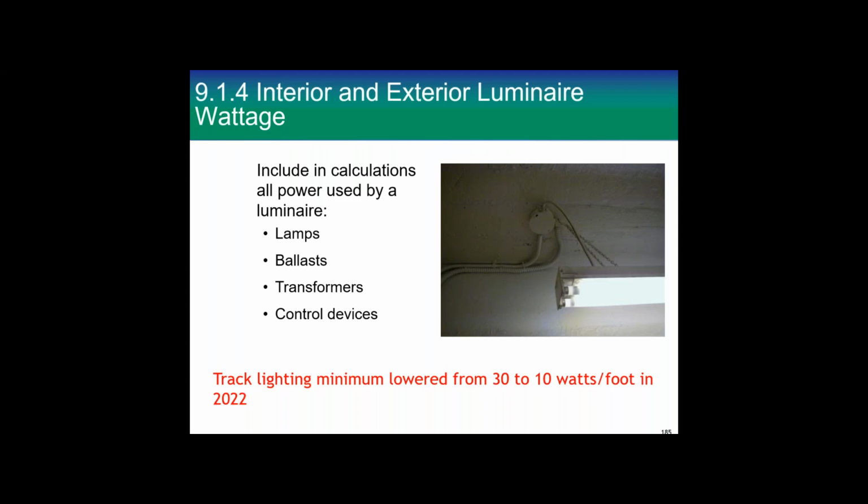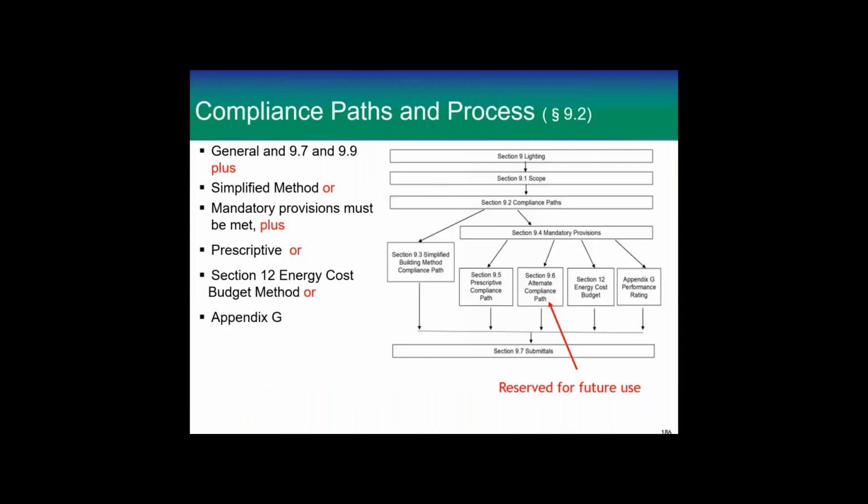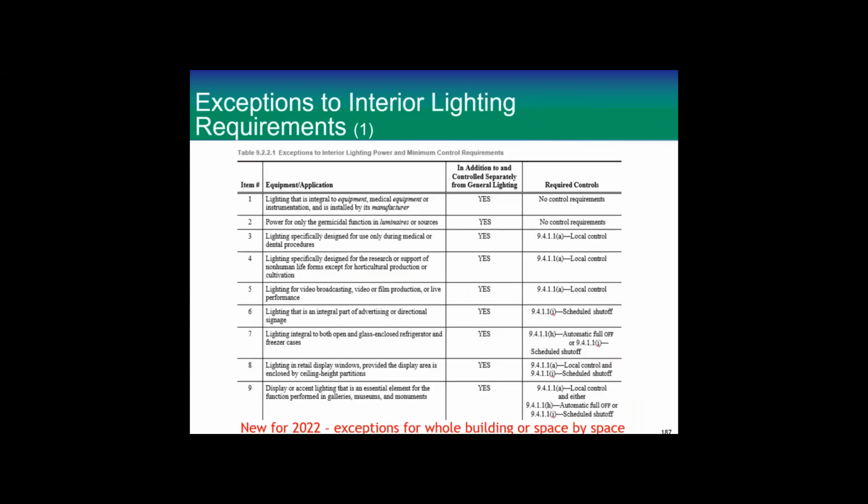Track lighting is lowered because the wattage is lower in those lamps. The track lighting is lowered from 30 watts to 10 watts a foot. So before, if you had a track, we would allow you 30 watts per foot of track. Now we only allow you 10 watts per foot of track. So the compliance process: there is not an alternate path, but there is a simplified method, and then all the normal methods for lighting.